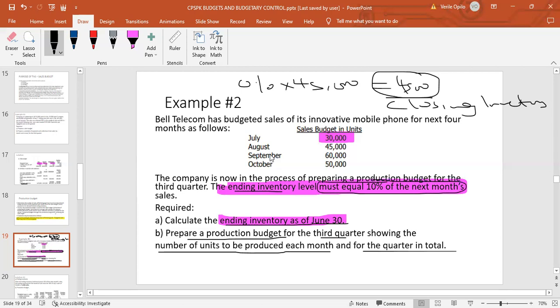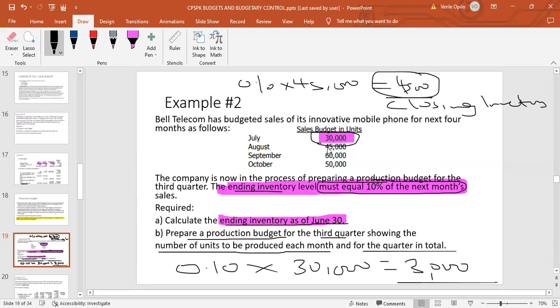For June, the next month is July. So in June, we'll take 10%, which is the same as 0.1, of what is expected to be sold in the next month, July. So in June, 10% of 30,000 means that the closing inventory for June would be equal to 3,000. If the closing inventory for June is 3,000, we finished June with 3,000 units, meaning that when we open July, we're going to start with an opening inventory of 3,000 units.